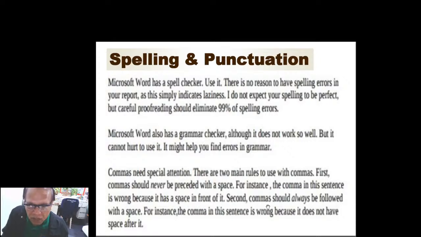Second, commas should always be followed with a space. Pag nagkoma ka, space po na. Meron kasing sumusulat na naka-space na comma, space. Oh, pangit, hindi ho ganun. Then, for instance, the comma in this sentence is wrong because it does not have a space after it. So, yun. Okay?